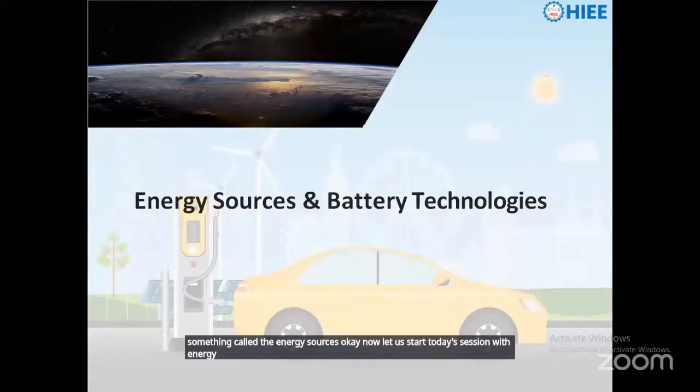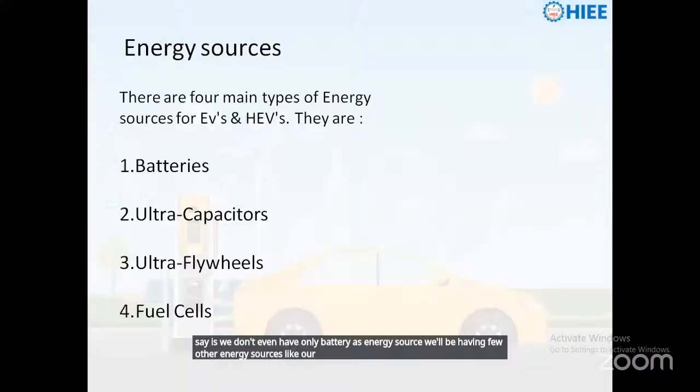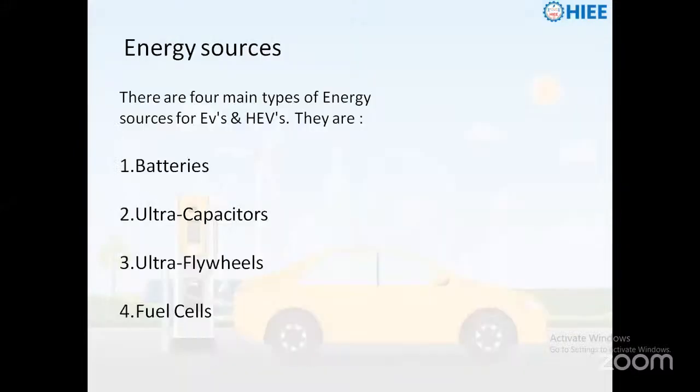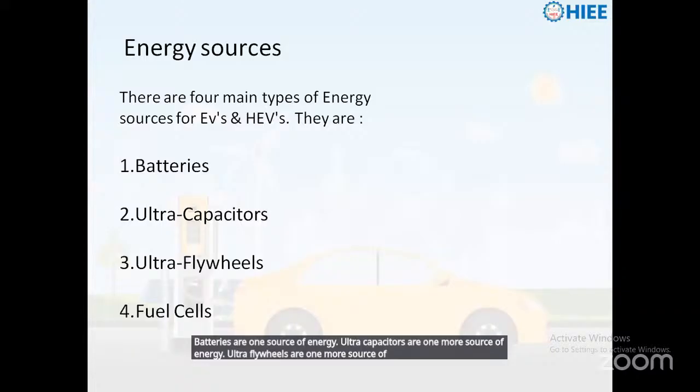In general, we think there is only one thing delivering the power, that is our battery. But one thing I want to say is that the battery is not the only energy source. We have a few other energy sources. Batteries are one source of energy, ultra capacitors are one more, ultra flywheels are one more, and fuel cells are one more. So these are the four different sources of energy on which my electric vehicle can rely.